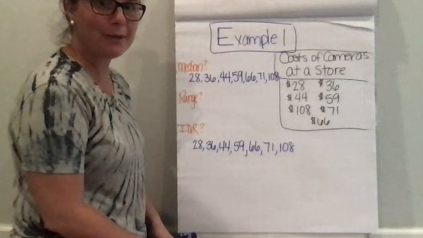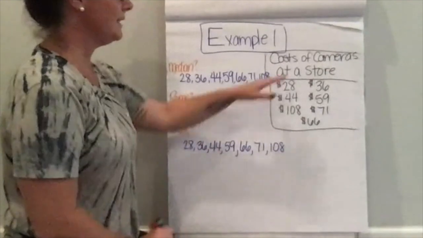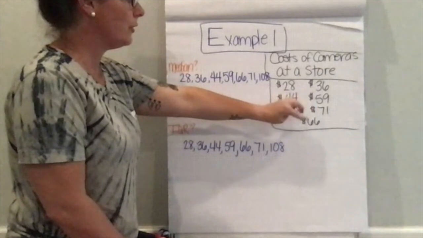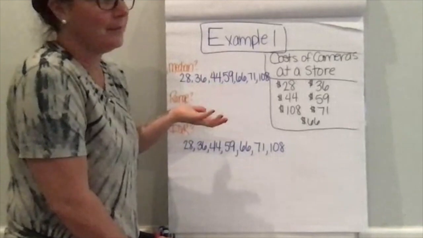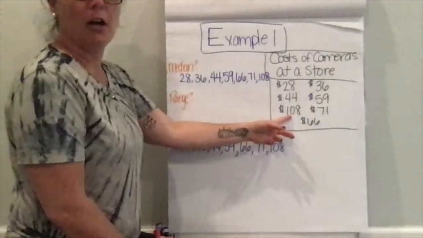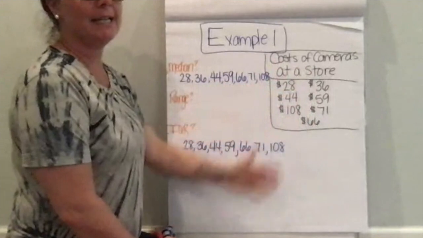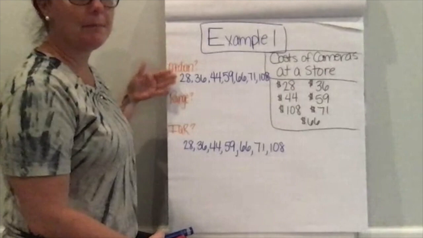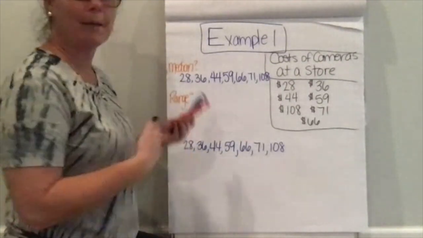Hey there. All right, here we go with example 1. In example 1 here, we have a listing of some camera costs at a store. So if you went to the store and you looked at cameras, you would have found some different costs. You can find them at Target or Walmart, ranging as low as $28 all the way up to $108, really up to in the thousands. But for this example, you can see some values here in the cost of these cameras. So we're being asked to find the median, the range, and the IQR, or the interquartile range. So I'm going to do that now.